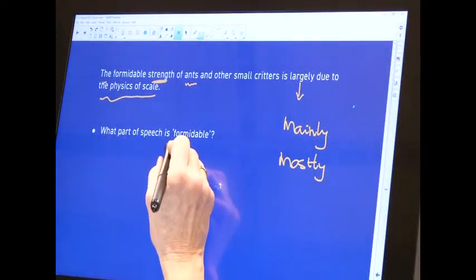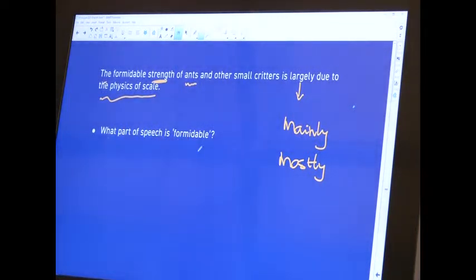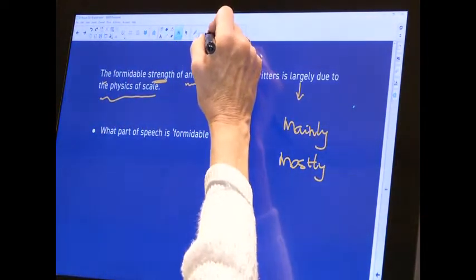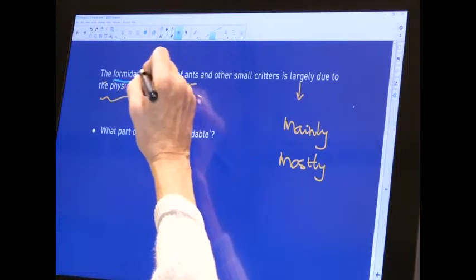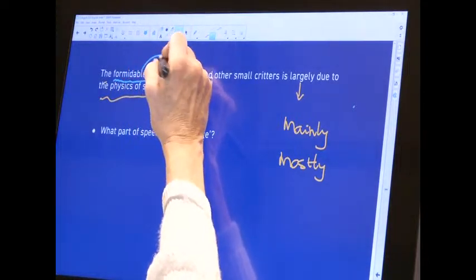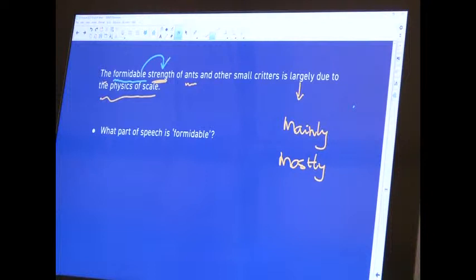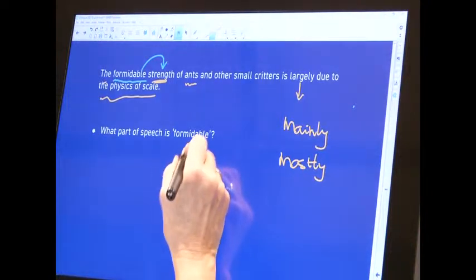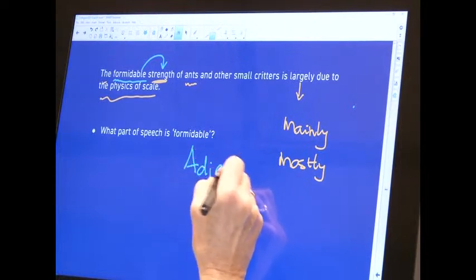But what about this question? What if you've never seen that word before in your life? And you think, I don't even know how to say that. I don't know what that word means. But look what you've got, the something strength. We've got it before the noun, and it is telling me about the noun. So the part of speech would be an adjective. Lovely.